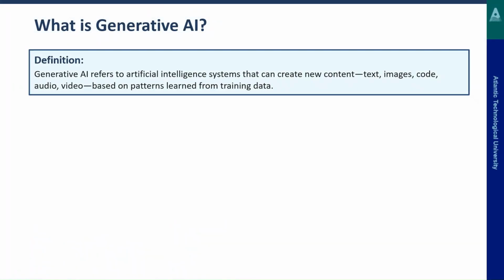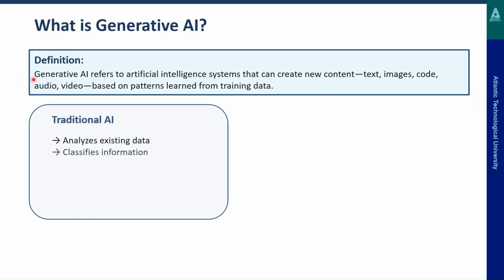So first of all, we're going to look at what is generative AI. The textbook definition is given here, and it tells us that generative AI refers to artificial intelligence systems that can create new content, whether it is text, images, code, audio, video, whatever that new content may be. And it does this based on patterns learned from training data. I know a lot of that might sound alien to you at the moment, but hopefully by the end of this session you should know what generative AI entails.